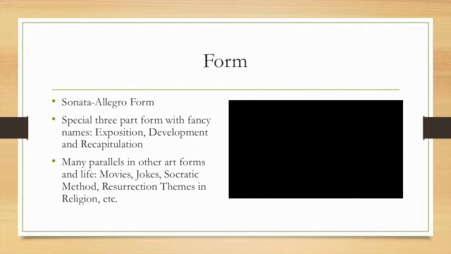And the reason why I think this form is interesting is it's a three-part form. It's similar to ternary, the ABA form. But the difference is there's a lot of specific criteria for each of the sections, and they have fancy terms. So the first section we call the exposition. Second section we call the development. And the third section, the recapitulation. Essentially, the first section, the exposition, a musical idea is introduced, okay? And that's it. That's kind of what happens.